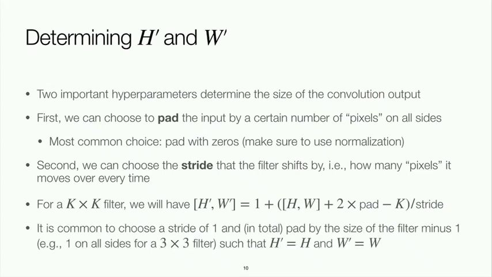It is quite common, like we said before, to choose a stride of 1, and then in total, pad by the size of the filter minus 1, divided by 2. So for example, 1 pad on all sides for a 3 by 3 filter, such that you get the same dimensionality in your output as you did in your input. This is the most common choice. It makes things a whole lot simpler, because I don't have to think about my output shrinking all the time. I just keep things consistent all the way through.